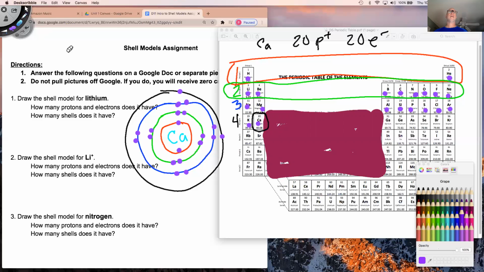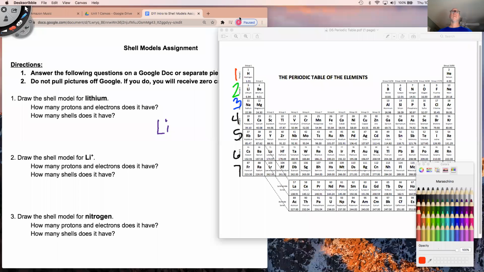So let's take a look at another example. Let me pause the video and erase everything. Okay, so we just cleaned out the screen. So now let's work out this first example, which was your homework. So the first question said, draw the shell model for lithium.